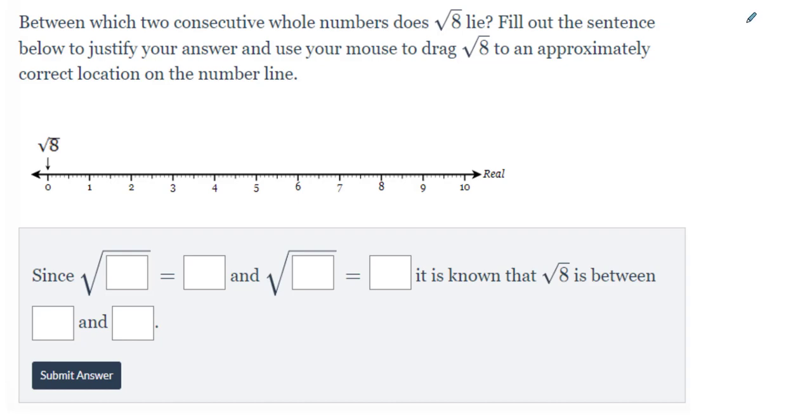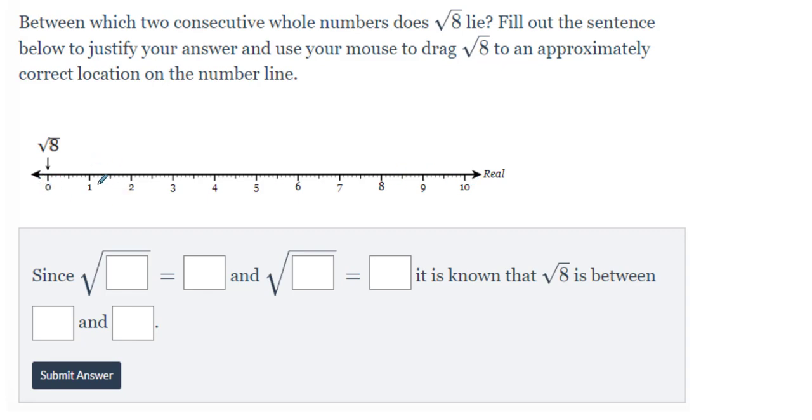Between which two consecutive whole numbers does root 8 lie? Fill out the sentence below to justify your answer and use your mouse to drag root 8 to an approximately correct location on the number line. So step one, let's take a look at the number line. It goes from 0 through 10.